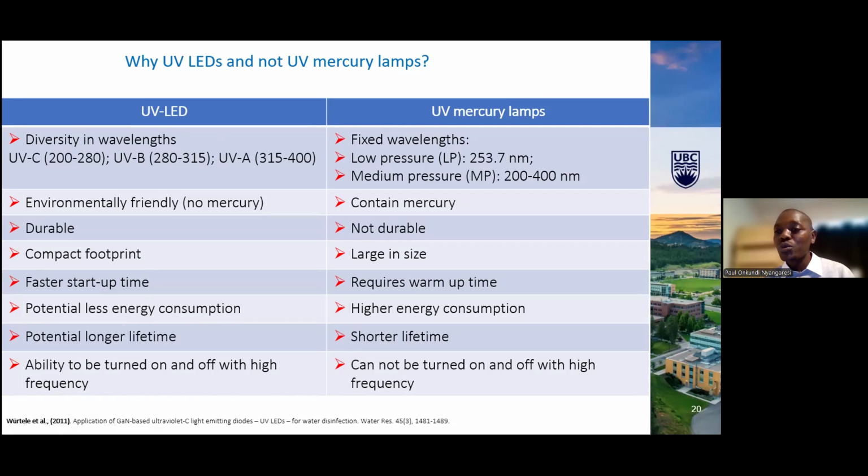Also, UV LEDs have the potential of consuming less energy. When you compare the two, UV LEDs are about 80% energy efficient as compared to the mercury lamps. UV LEDs also have the potential of a longer lifetime compared to mercury lamps. And you can turn UV LEDs on and off very fast without damaging them, but with mercury lamps, you cannot. So these are the differences between the two.